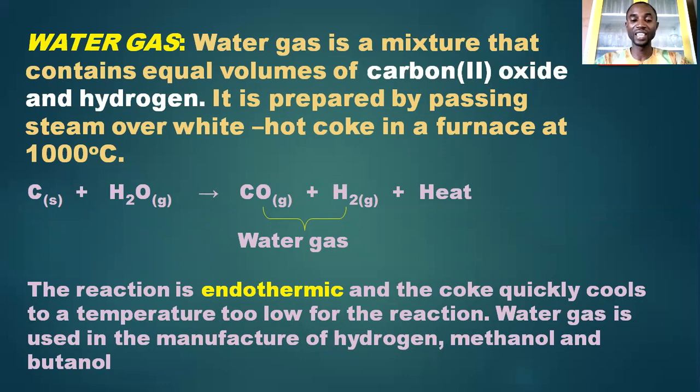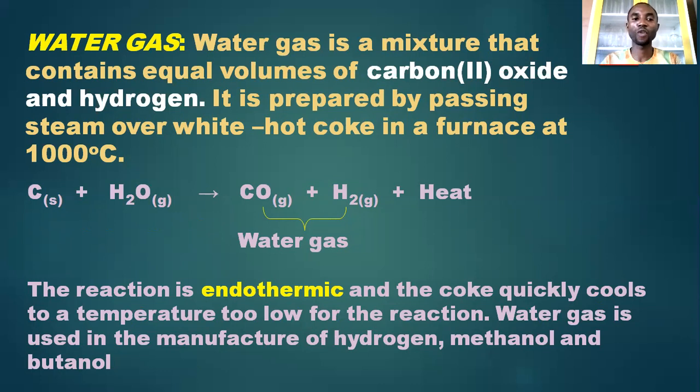That is what we mean. Of course, heat also is there, but here, heat is being absorbed, which is an endothermic reaction. The reaction is endothermic. That means heat will be absorbed by the system, and the coke will quickly cool because the heat is being absorbed. It will cool to a temperature too low for the reaction. Water gas is used in the manufacture of hydrogen, methanol, and butanol.